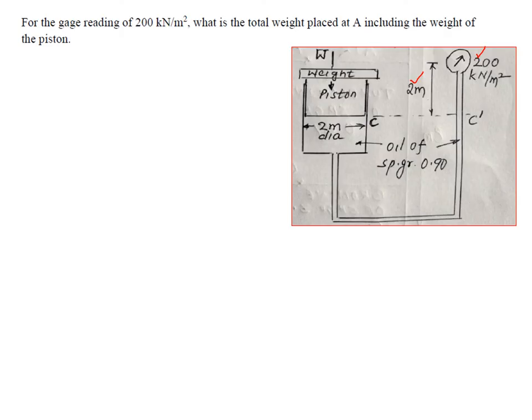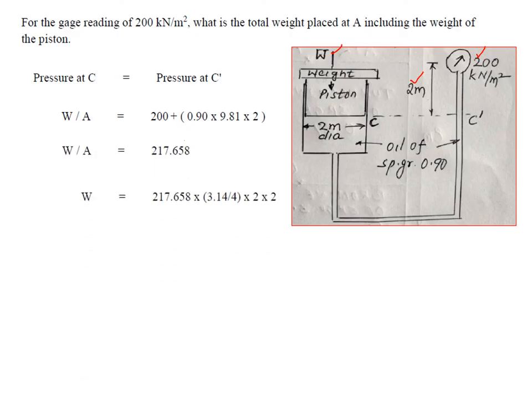So 200 is the pressure here. As we move downwards, pressure increases. So oil, 0.9 into 9.81 into 2, so therefore we can find out W. So this is the answer. Pressure at C should be equal to pressure at C dash. So weight divided by A should be equal to, that is pressure is equal to 200. As we move downwards, pressure increases, so 0.9 into 9.81 into 2. So therefore the pressure is 217.658 kilonewton per meter square.